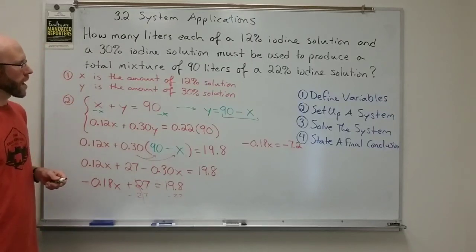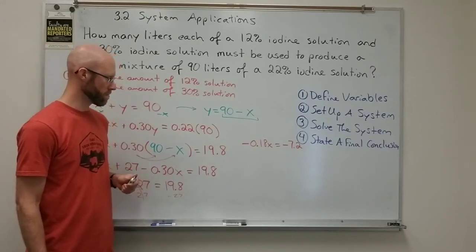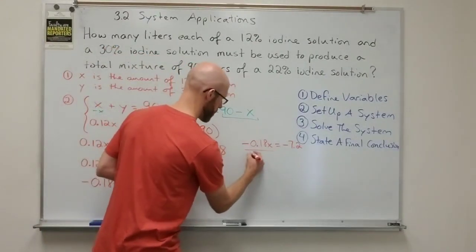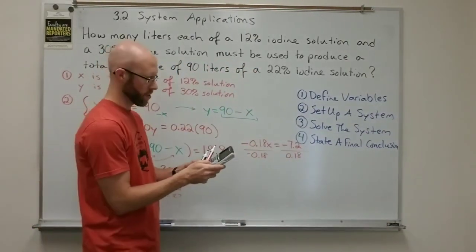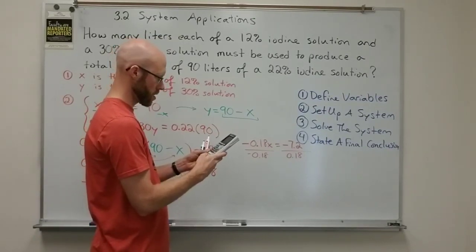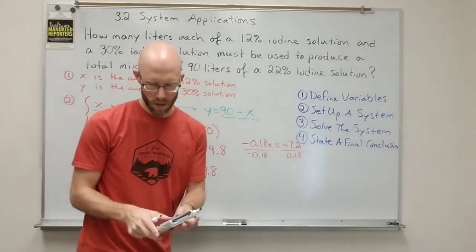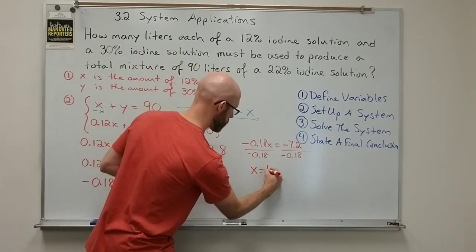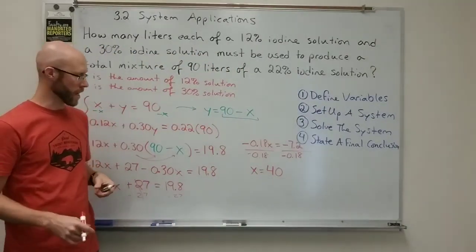And when I divide those out, I'm not sure on that one, 40? Is that 40? Divide by negative 0.18. Try on the calculator. Negative 7.2 divided by negative 0.18. It is 40. Nicely done. So that's 40. So x is equal to 40, and that's going to be 40 liters when I summarize this in the end.